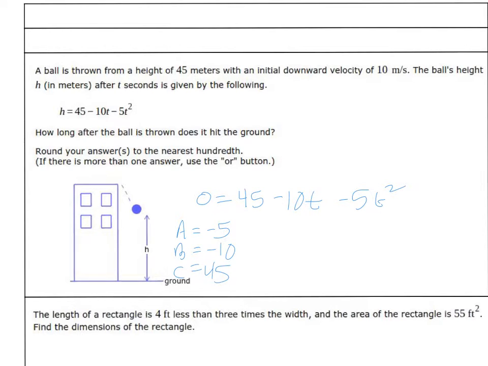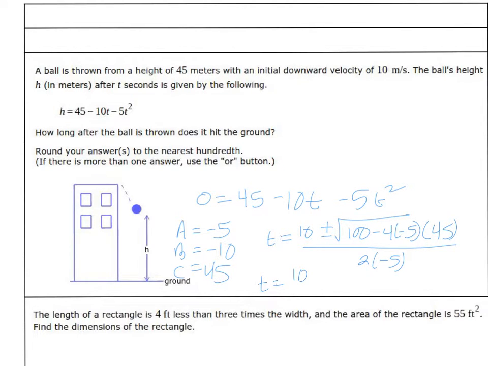And now I've got the time is going to be the opposite of b, plus or minus the square root of b squared minus 4 times a times c, all over 2 times a, which will simplify to t equals 10 plus or minus the square root of 900, over negative 10.